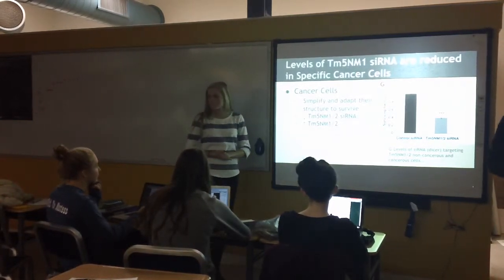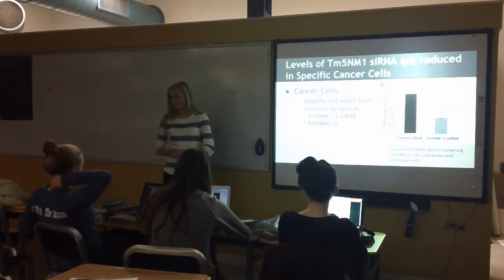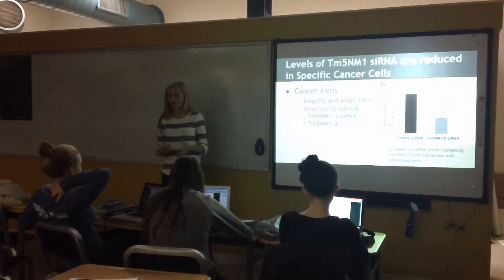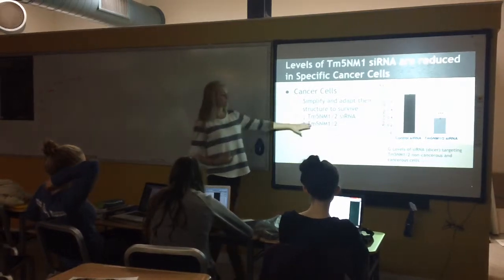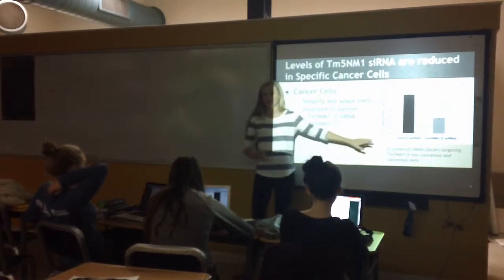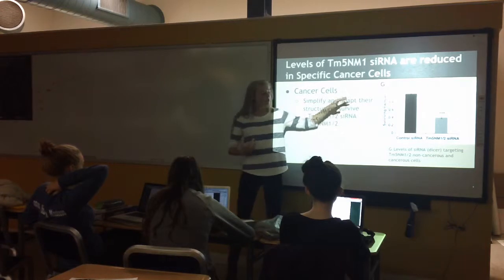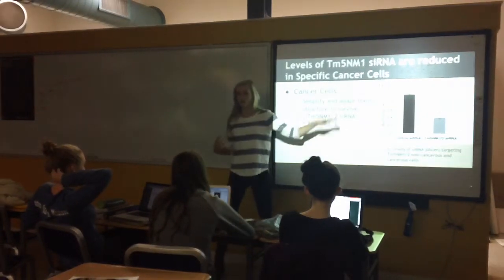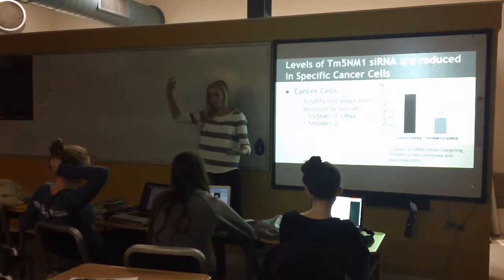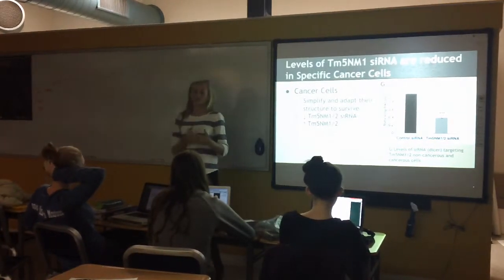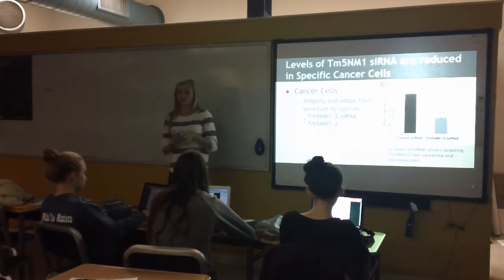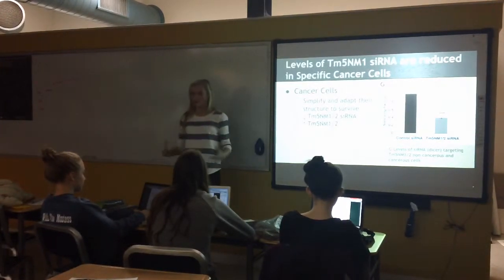How do they target that siRNA? We are not 100% sure how cancer cells reduce the amount of siRNA, but what's important to get from this is that the levels of siRNA within the cancer cells for TM5NM1 are reduced. That way they can create more tropomyosin. So the main point to take away from this slide is that cancer cells need more tropomyosin than regular cells.